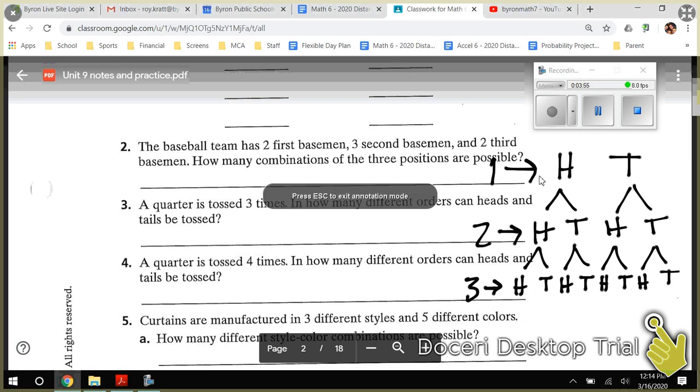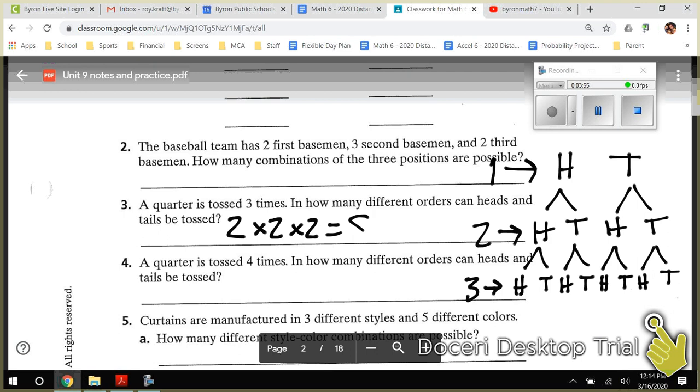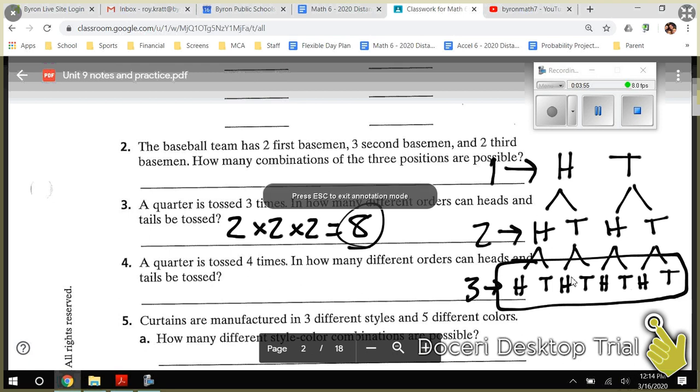Again, how many different things could happen in the first row? That'd be 2. How many different things could happen in the second one? Again, a head or a tails, that's 2. And how many in the third one? A head or a tails, that's 2. So really what we can do is 2 times 2 times 2, which is 8. And if we look right here, there are 8 possible things. 1, 2, 3, 4, 5, 6, 7, 8.